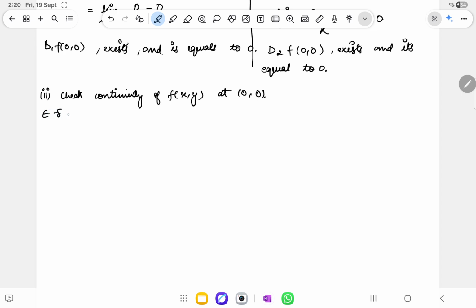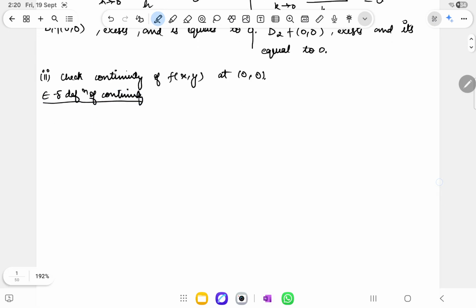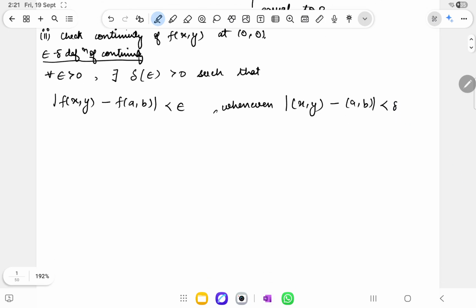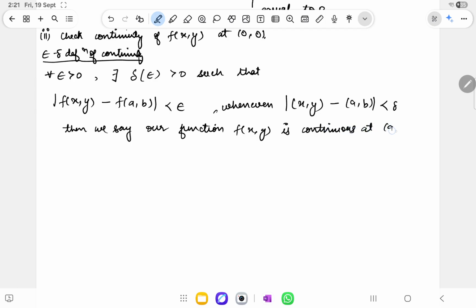First let us see what the epsilon delta definition of continuity is. The epsilon delta definition says that if for all epsilon greater than 0 there exists a delta, dependent on epsilon, which is also greater than 0, such that mod of f(x,y) minus f(a,b) is less than epsilon whenever mod of (x,y) minus (a,b) is less than delta, then we say that our function f(x,y) is continuous at the point (a,b), and we are supposed to check the continuity of the function f(x,y) at (0,0).